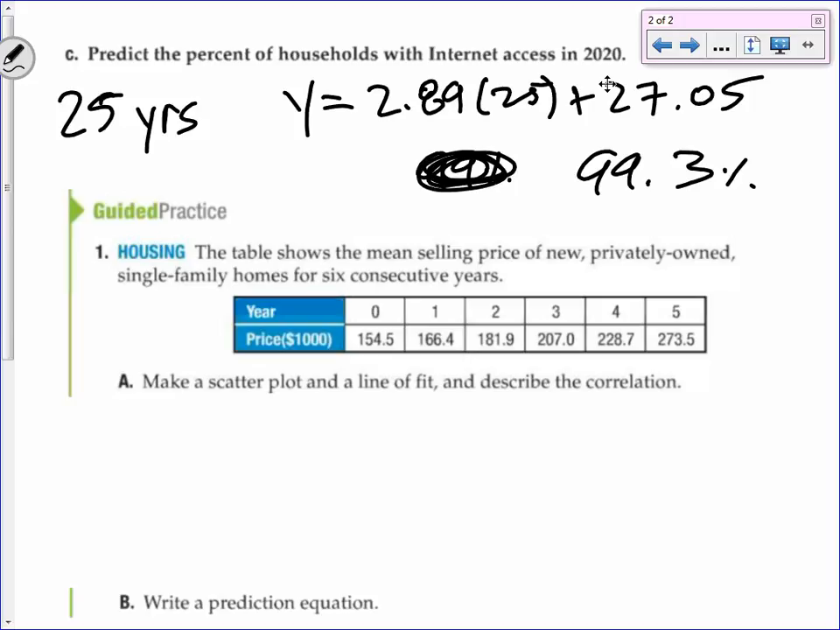Okay. So that's something to look out for. See if that's true.